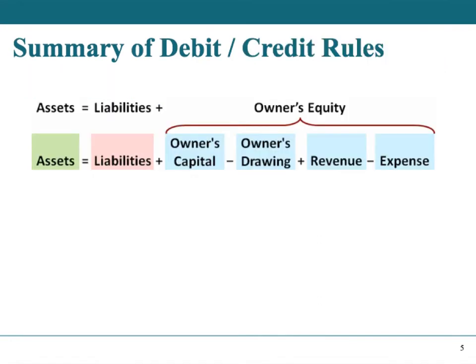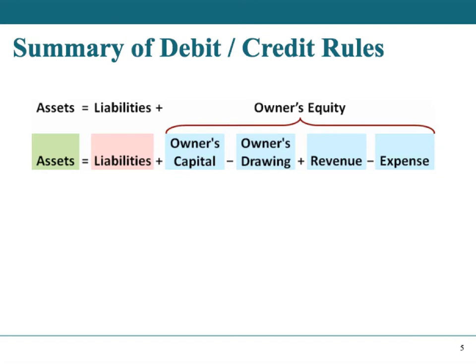Okay, if I were to ask you to unfold the basic accounting equation into the larger one, the expanded one, you will give me this: assets equals liabilities plus owner's capital minus owner's drawings. So that's the first two, the owner's transactions. And then plus revenues and minus expenses again.